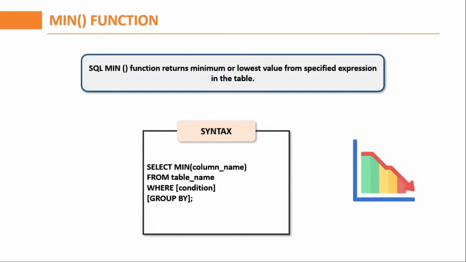And the syntax remains the same again for the minimum function. Instead of max, you have to use the minimum keyword here, and the syntax is: select minimum, column name from table name, where condition, and group by condition as well. So now that we've understood all these different types of aggregate functions, let us jump into MySQL Workbench for the execution part.